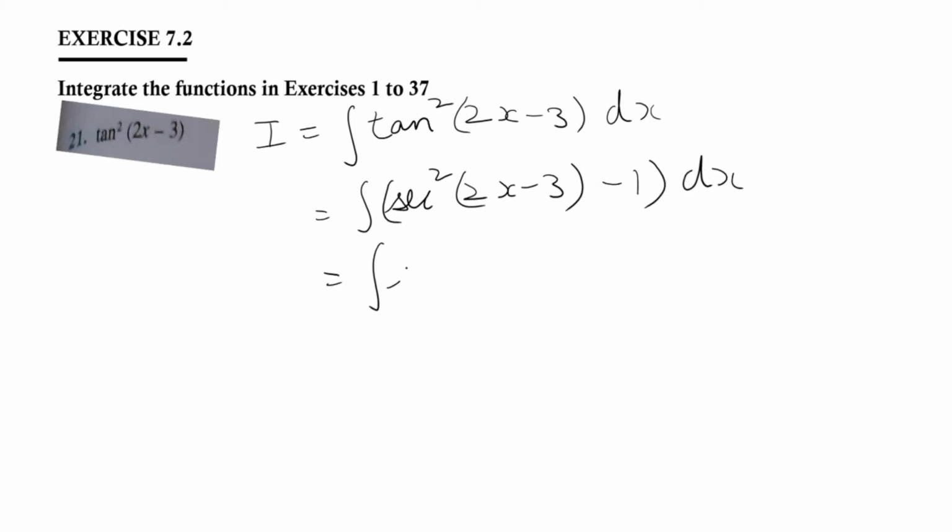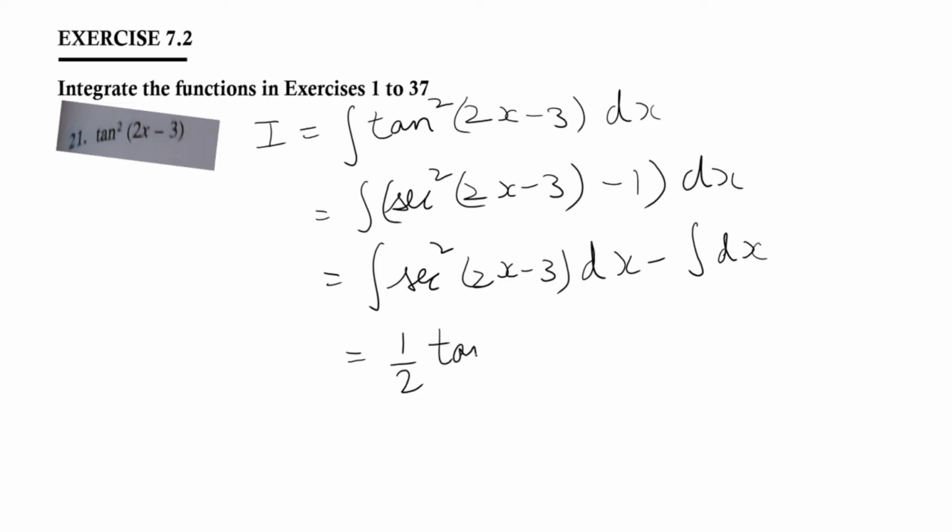This is equal to integral secant square 2x minus 3 dx minus integral dx. We know that integral secant square x dx is tan x. So integral secant square 2x minus 3 dx will be 1 by 2 tan 2x minus 3, minus integral dx, which is x, plus c. So we have got the integral of the given function. Now let us move on.